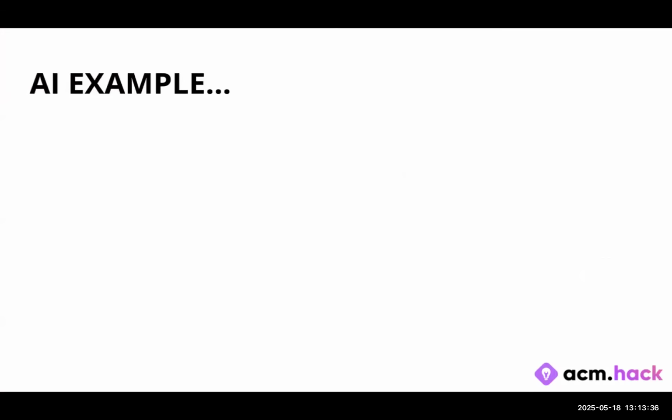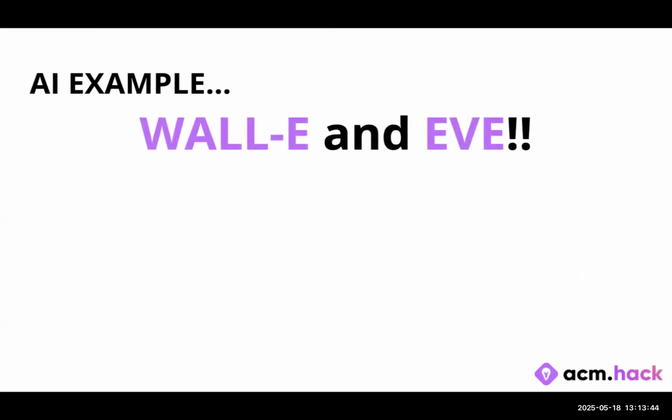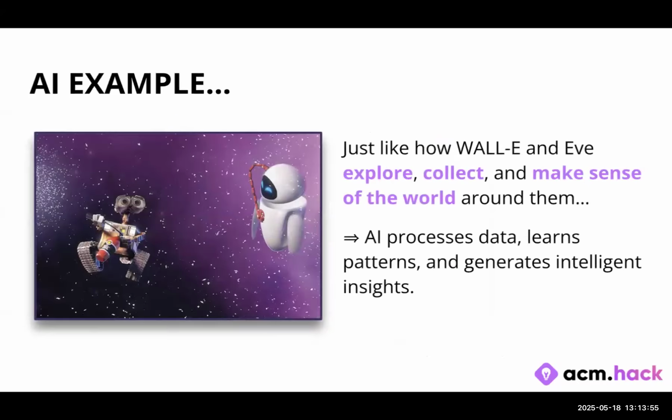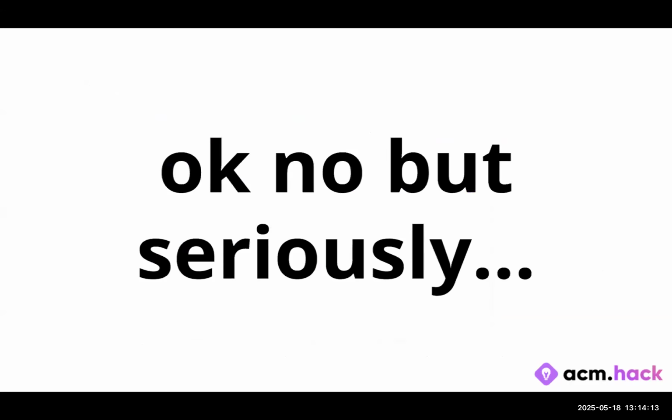Yes, ChatGPT is a great example of AI, but in a more thematic sense, because our theme is Wall-E and Eve. Wall-E and Eve are essentially AIs, or artificial intelligence. They're curious and intelligent robots that are capable of learning, understanding, and making decisions. Just like how Wall-E and Eve are curious about the world and explore and collect information to make decisions and learn more, AI does the same thing. It processes data, learns patterns, and generates intelligent insights so that it can produce more relevant outputs for whatever use it has. Okay, no, but seriously, what is AI?